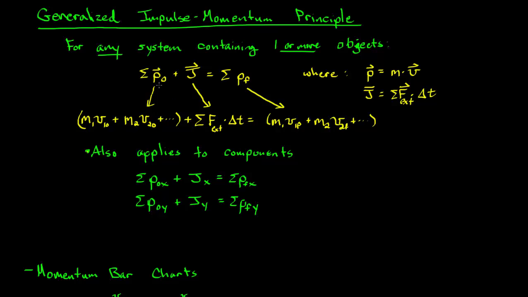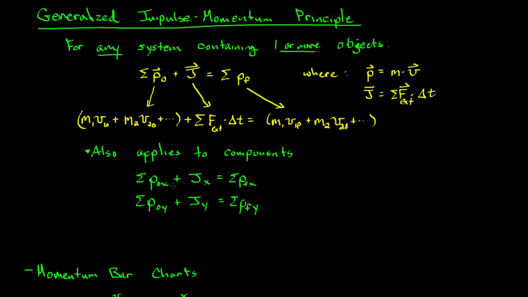Depending on how many objects are in the system, we just add up mv1. We add up all of the initial momentum. The little ellipsis means that this is however many there are. So if you have 2 objects, you'll have 2 momenta. If you have 10, you'll have 10 of these. But then just one impulse. So we add up all the external forces multiplied by the time, and then we do likewise on the other side.